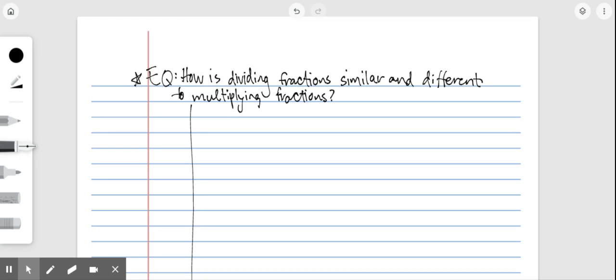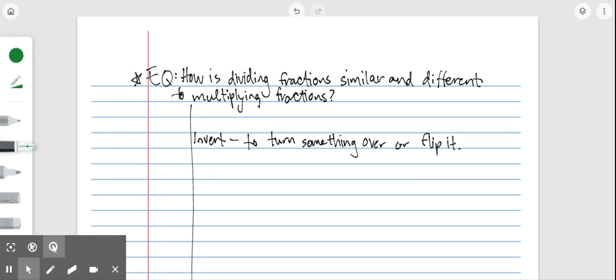So, the first thing we need to know is what it means to invert something. Invert. Okay. So, you might have heard this word before in different contexts. To invert something means to turn it over or to flip it. An example that I have is that if you have a glass that's face up, if you invert it, you turn it over so that it's face down, okay?